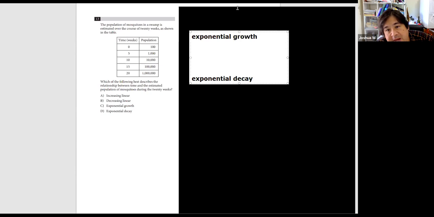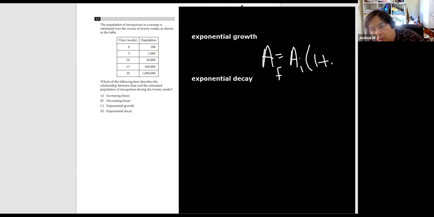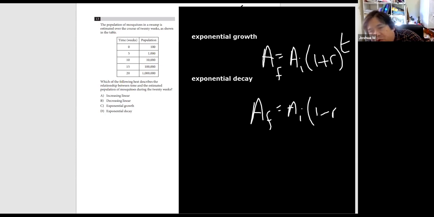You remember those terms from math class? Exponential. Do you or do you not? Yes. And then the amount final is the amount initial subtracting some rate to the t. So what's going on here?